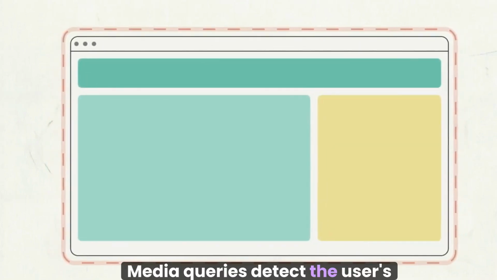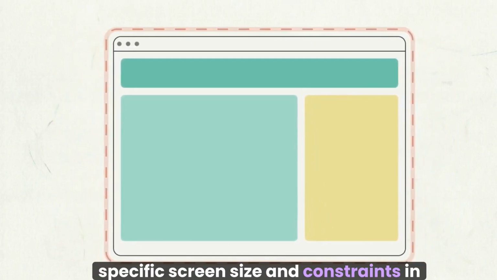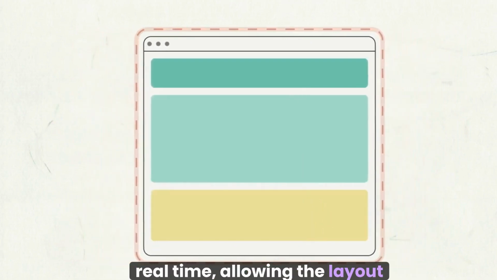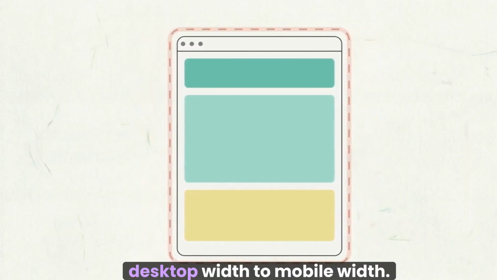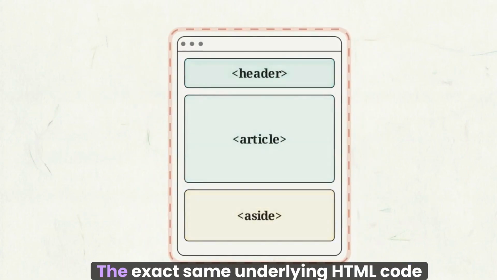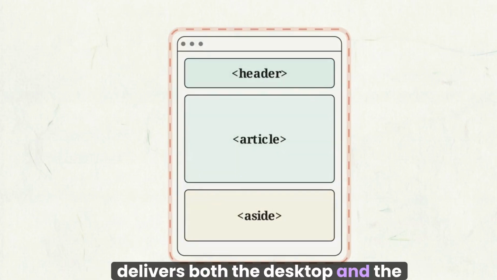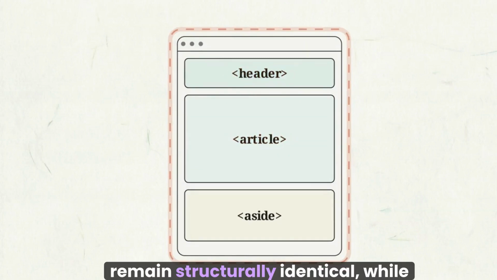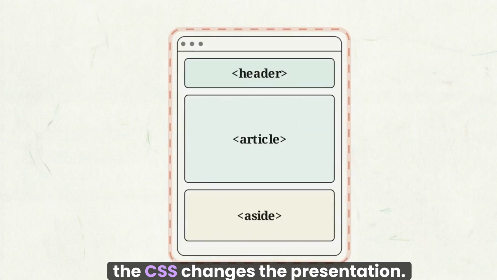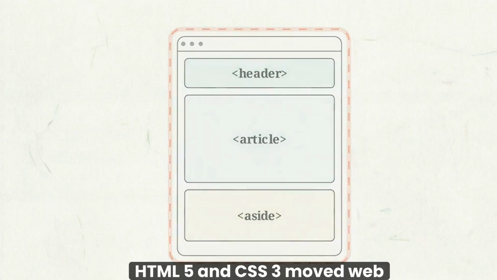Media queries detect the user's specific screen size and constraints in real time, allowing the layout components to fluidly stack and rearrange as the window shrinks from desktop width to mobile width. The exact same underlying HTML code delivers both the desktop and the mobile experiences. The core header and article tags remain structurally identical, while the CSS changes the presentation.